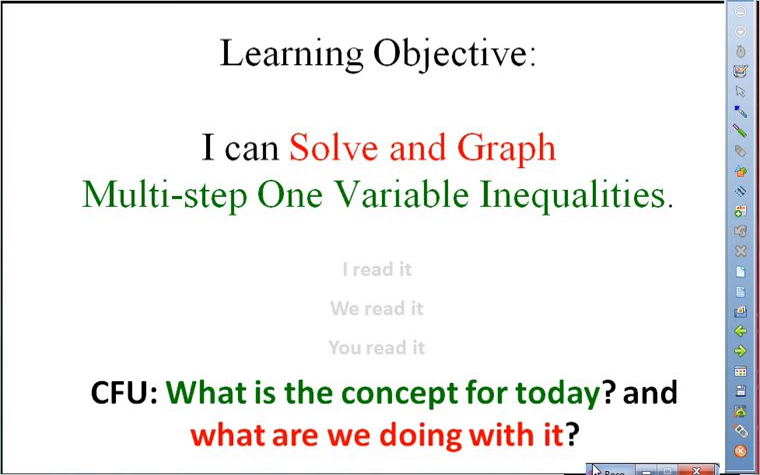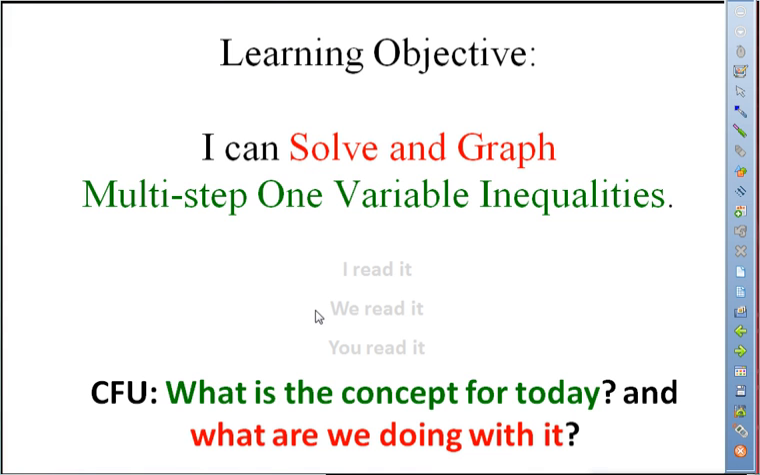All right, our objective for today: I can solve and graph multi-step one variable inequalities. Let's read it together. 1, 2, 3. I can solve and graph multi-step one variable inequalities. Notice we already did all the simple ones, the one-steppers: addition, subtraction, multiplication, and division. Today, we're starting with multi-step.